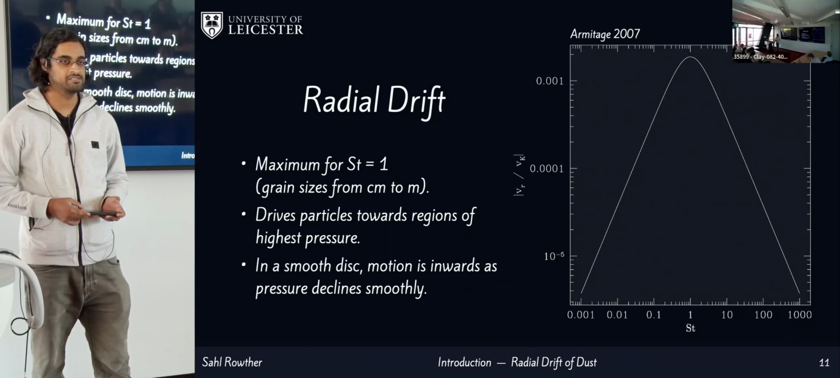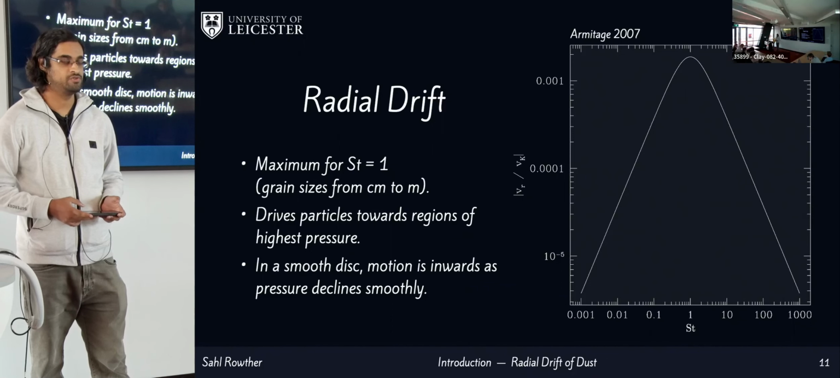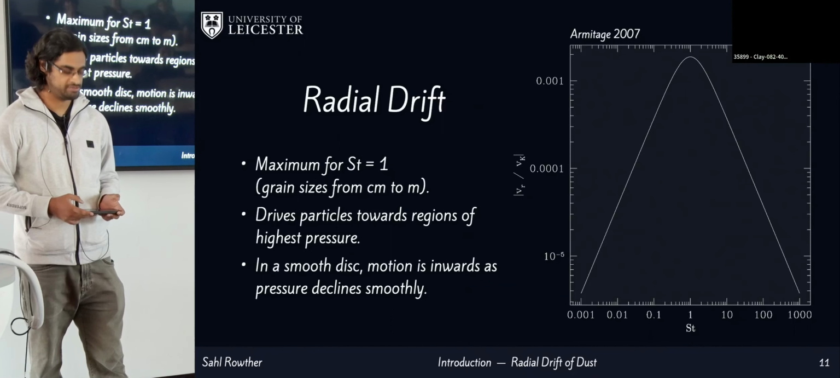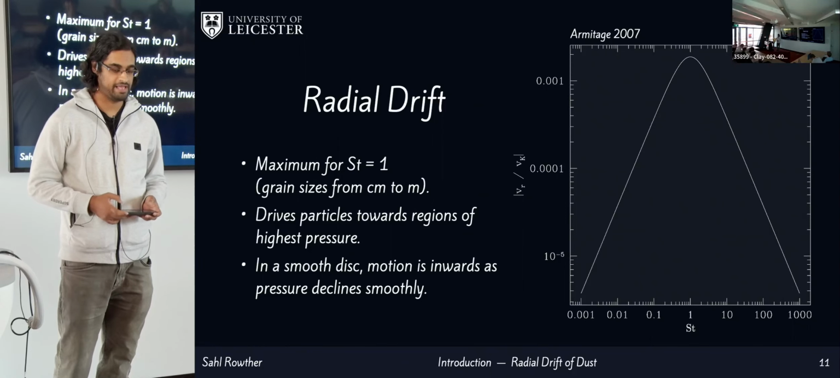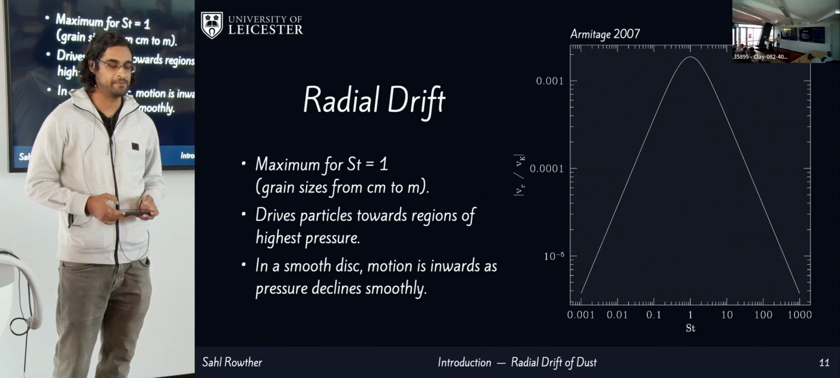And the effect of radial drift is maximum for Stokes of around 1, which for the disks in this simulation are between centimeter to a meter sized grains. And this radial drift can happen at very short time scales, much less than the lifetime of the disk, so it means planet formation must happen quite fast.